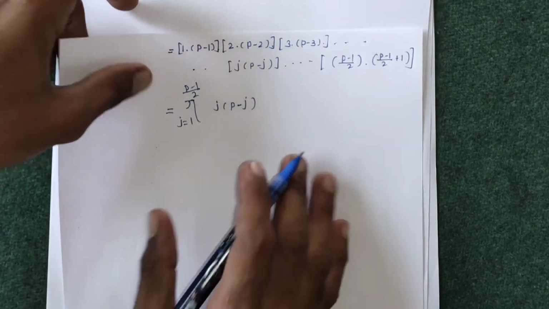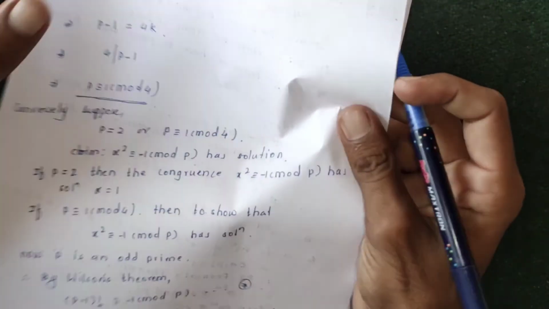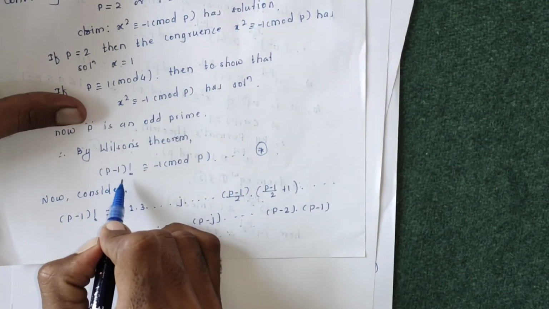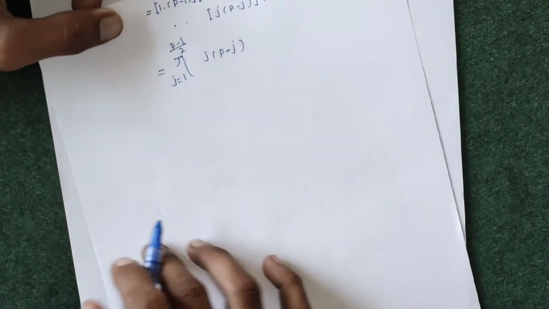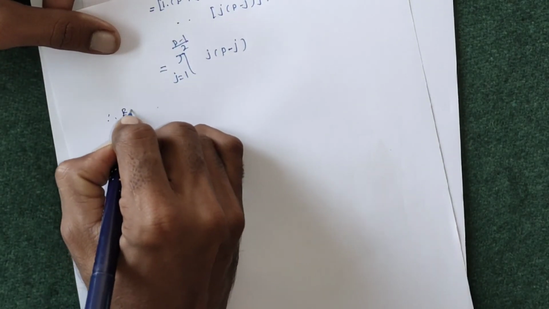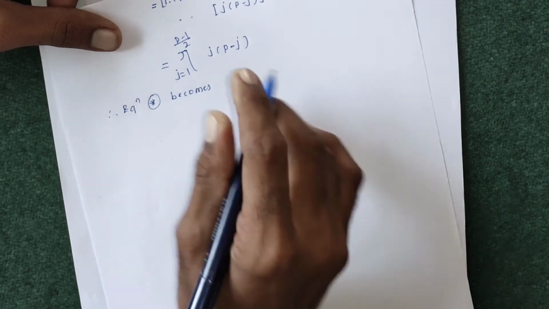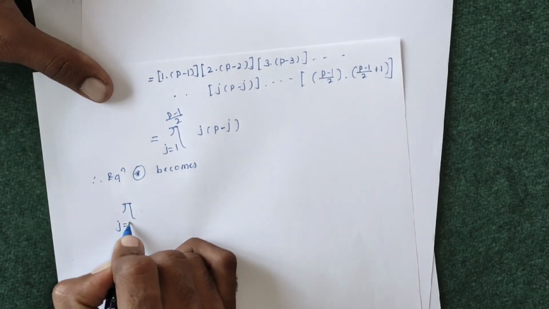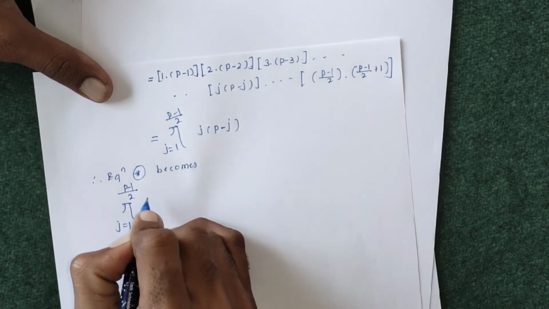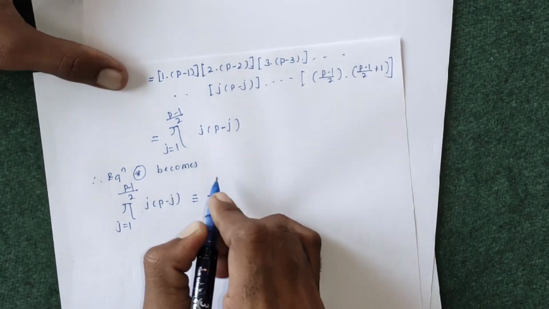now this equation, that is the equation of Wilson's theorem, this equation star, that is p minus 1 factorial is congruent to minus 1 mod p, we can write in this form, that is the product of the first j integers. Therefore equation star becomes the product of j running from 1 to (p minus 1)/2 of j into p minus j, which is congruent to minus 1 modulo p.